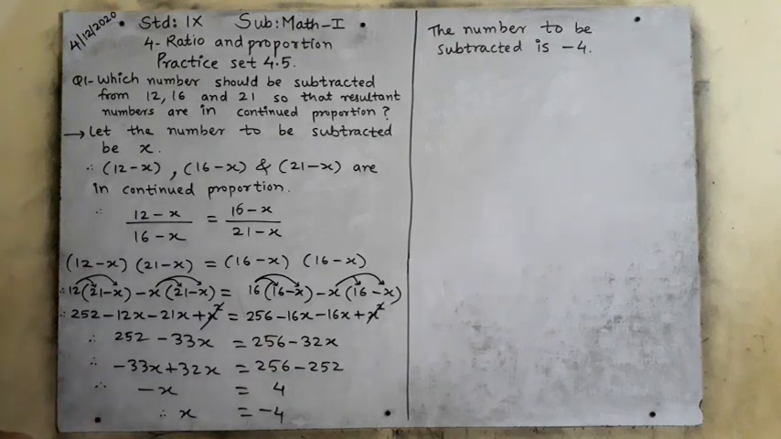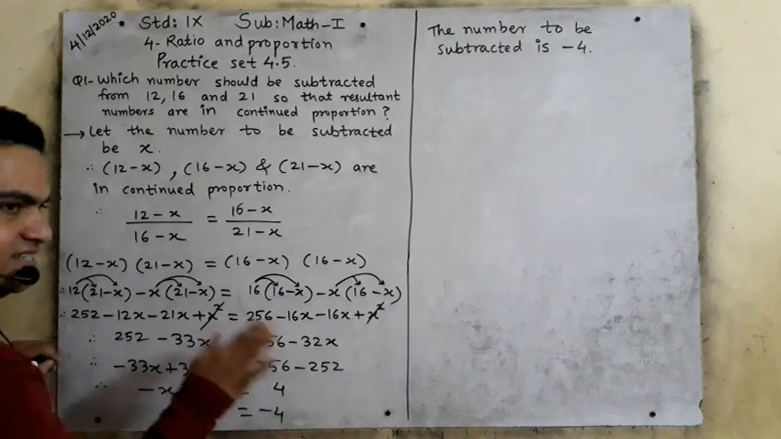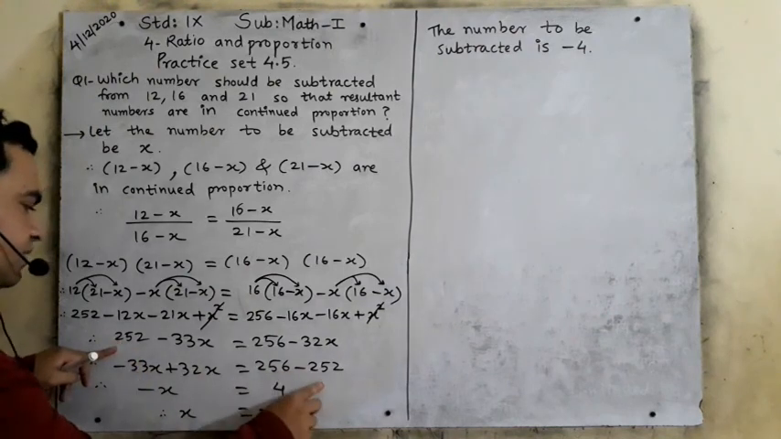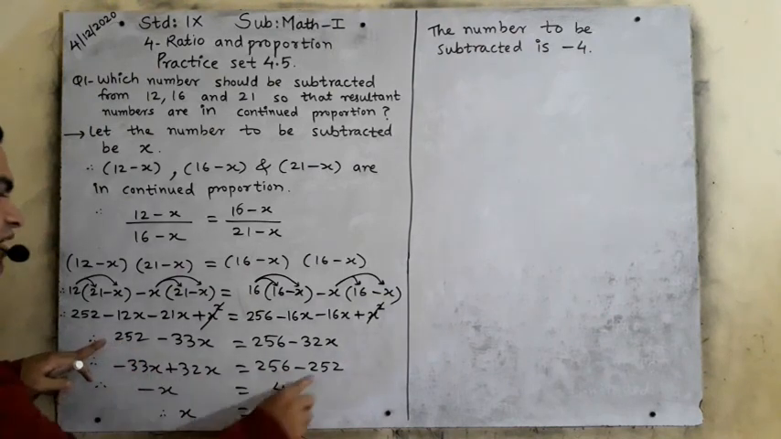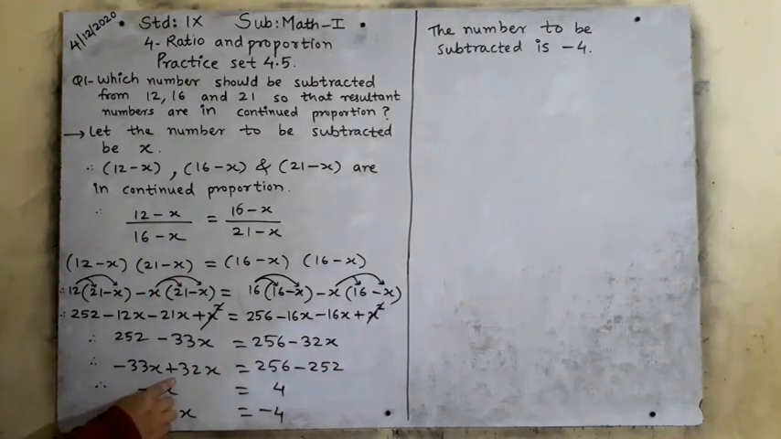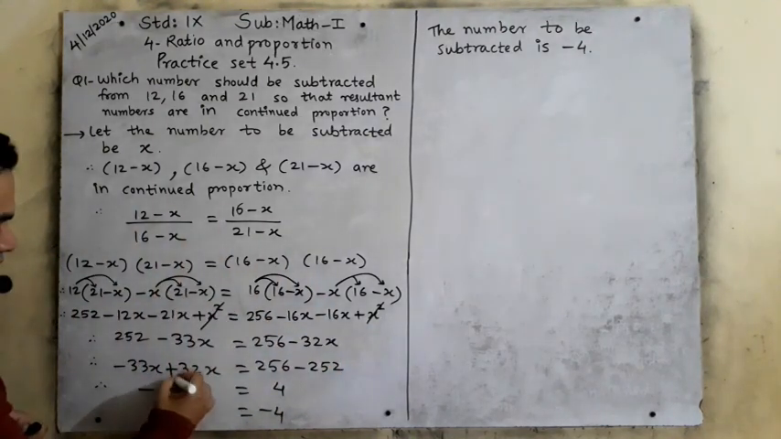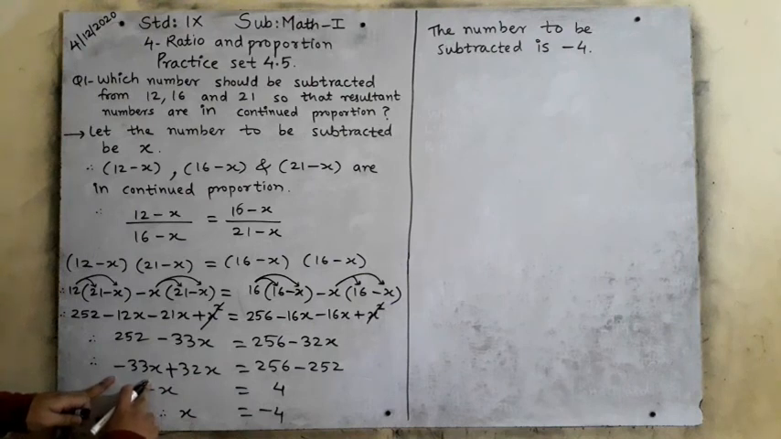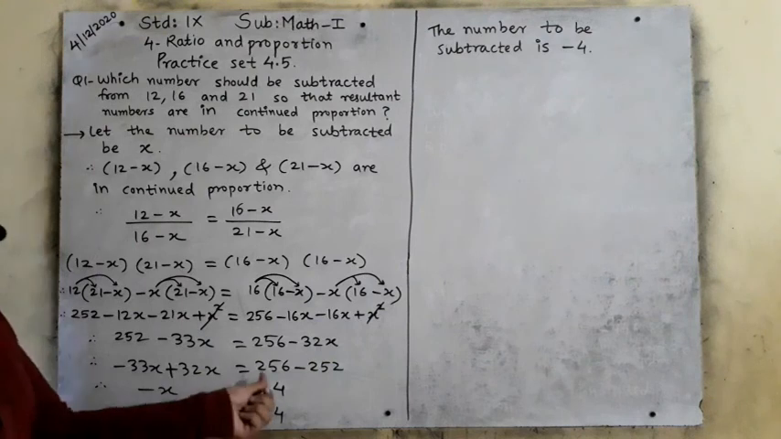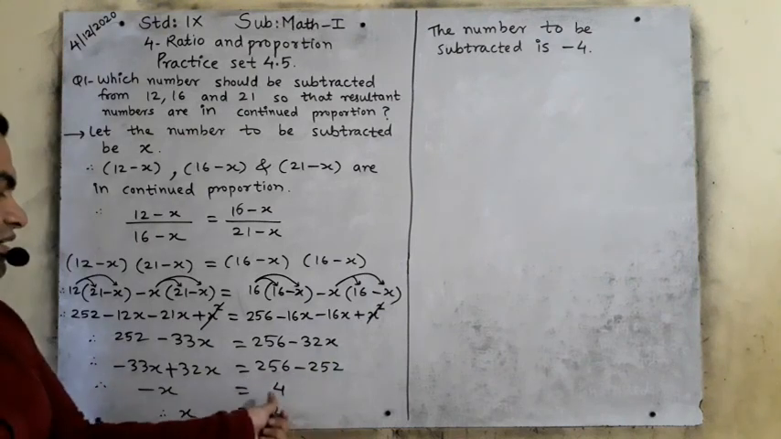Is it clear? Now what will happen? 256 is greater and 252 is smaller. So 252 will go to the right hand side, it will subtract. Minus 32x will come to the left hand side, it will become positive. So minus 33x plus 32x, answer will come 1. That is minus, because the bigger number is in minus, so minus x. Here 256 minus 252, answer is 4.